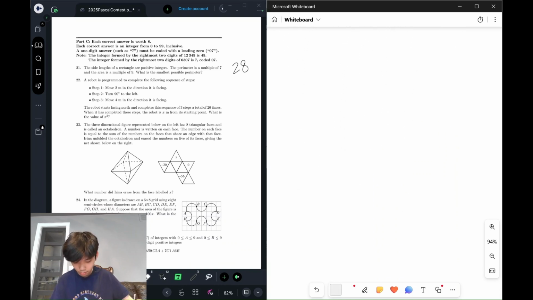Moving on to question 22. A robot is programmed to complete these steps. So each step, the robot does the following. It starts at a certain point. It moves, say it's facing to the right. It moves 2 meters this way, turns 90 degrees to the left, and then moves 4 meters that way.